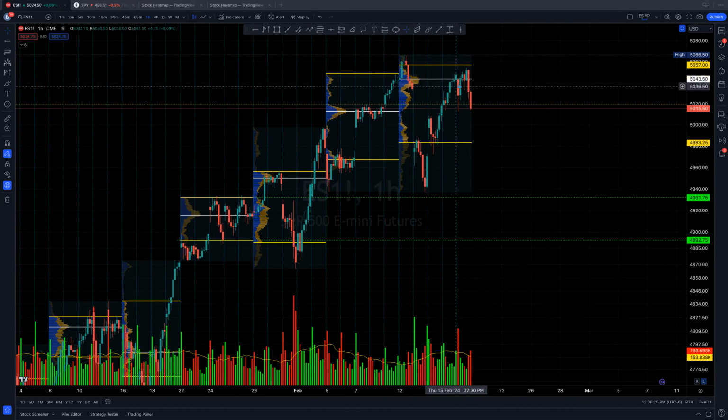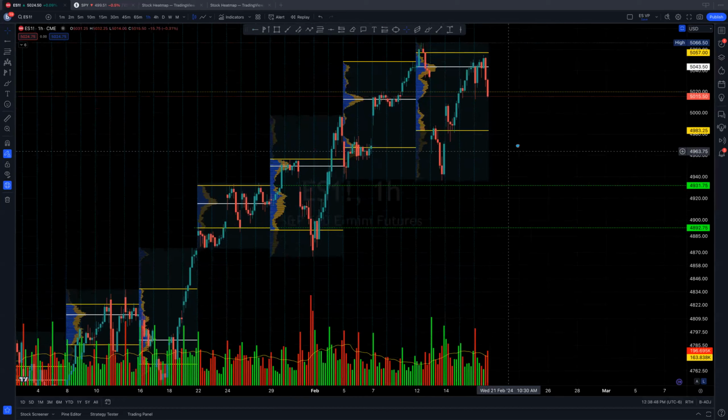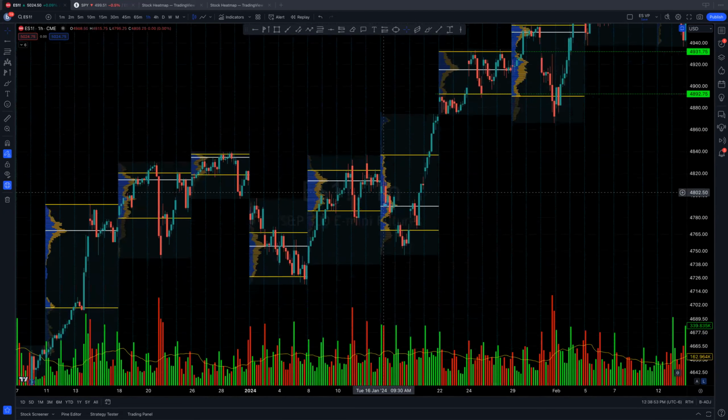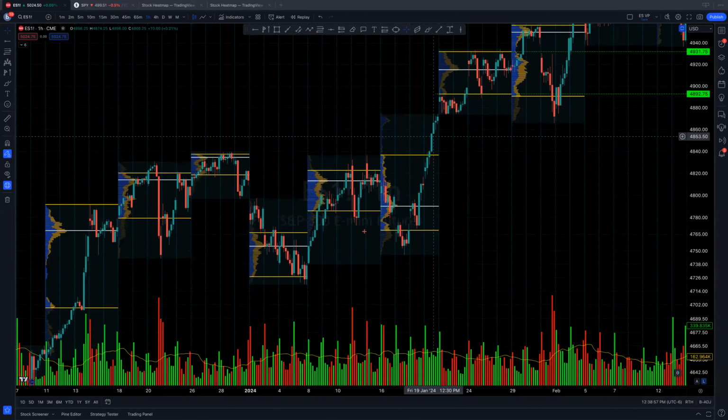So right here, we saw a break above, and then it failed to hold above. And then we tested the value area low. Then it happened the other way. Break below, failed to hold lower, tested the value area high. It's just playing ping pong right here. But it's basically the same concept. You can see it here as well. Broke outside, failed to hold, rallied.